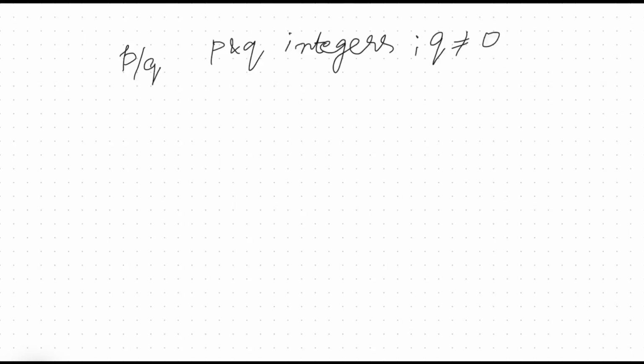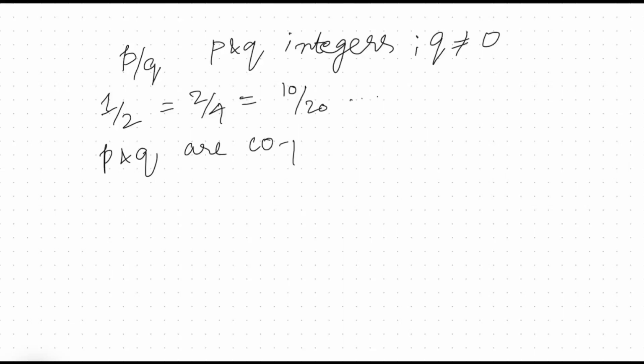So let's take an easy example. You have 1/2 as a rational number. This can also be represented as 2/4, 10/20, and so on and so forth. These are called equivalent rational numbers. If P and Q do not have a common factor, then P and Q are co-prime, right? Of course, 1 will always be a common factor.